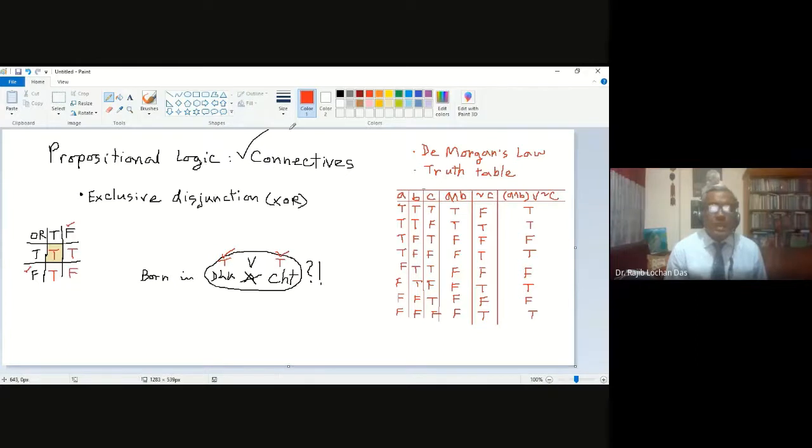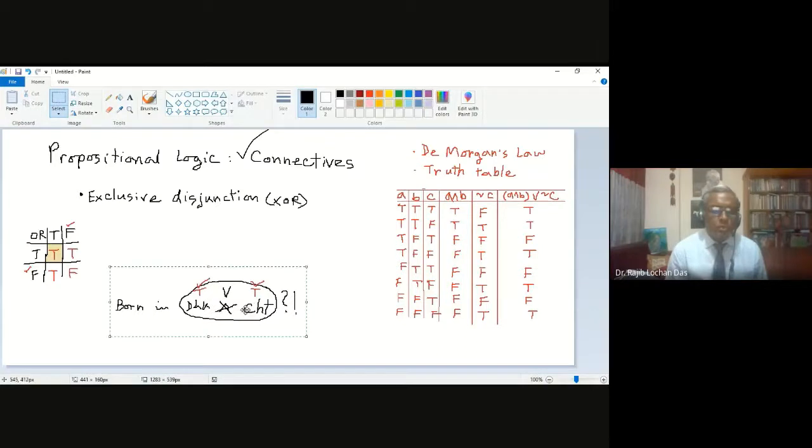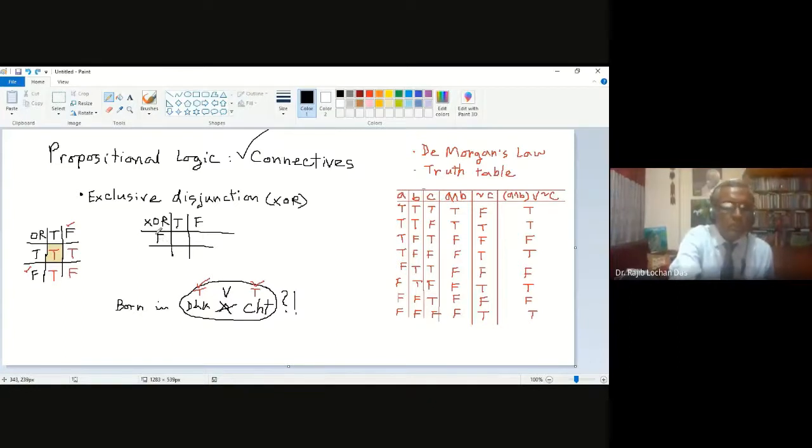But if you think about the XOR truth table, then both will not be allowed. So let us talk about XOR. What is the XOR truth table? There will again be a combination of true and false. So say true, true, false, true, true, false, false, false. Let us think about this XOR table.